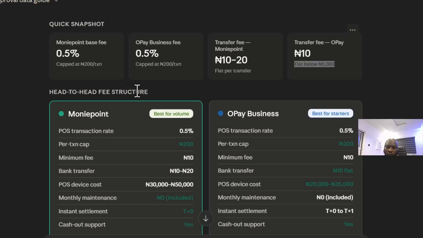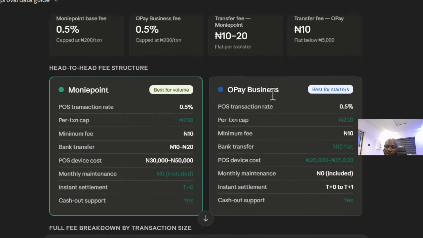So now we're going head to head on each of these POS. So this is for Moniepoint and this is for OPay. Based on the research, they said Moniepoint is actually good for high volume of transactions, and if you are just starting out, OPay is actually the best for your business, right? And you can see the POS transaction rate, which falls into 0.5%. Same thing goes for OPay. Then you can see the per transaction cap, which is 200 naira. Same thing goes for OPay as well, 200 naira.